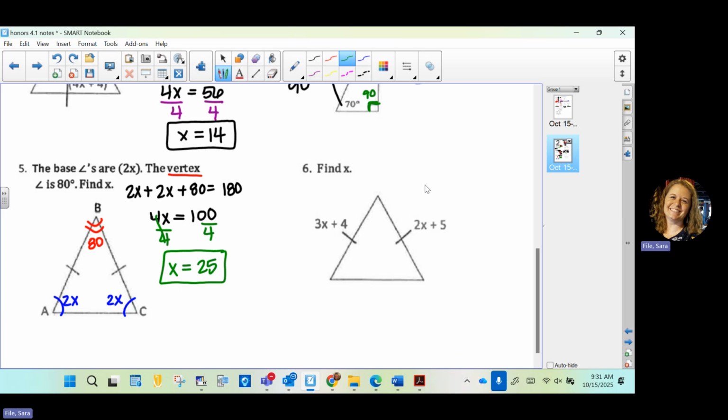All right. In 6, find x. What do we know what these markings mean? They're equal. So this one has nothing to do with angle measures. We're not using 180. We're just setting the side length measures equal. So then we need constants to one side.